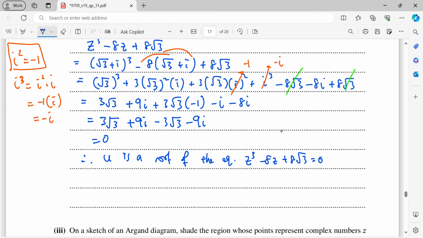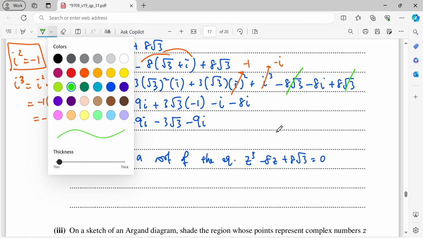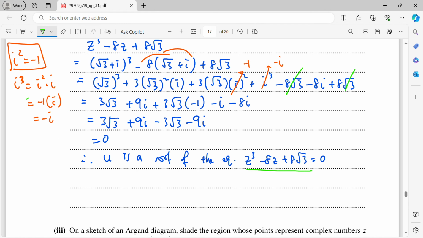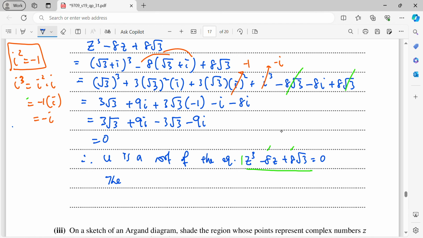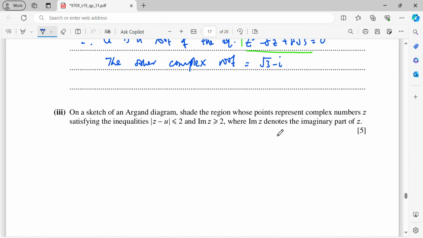Okay, now to state the other complex root. When you look at the equation over here, with real coefficients, because here is 1, this is minus 8, and this is 8 root 3, there are no complex numbers. Therefore, the other complex root will be the conjugate of u, that is square root 3 minus i. Okay, done for this part.